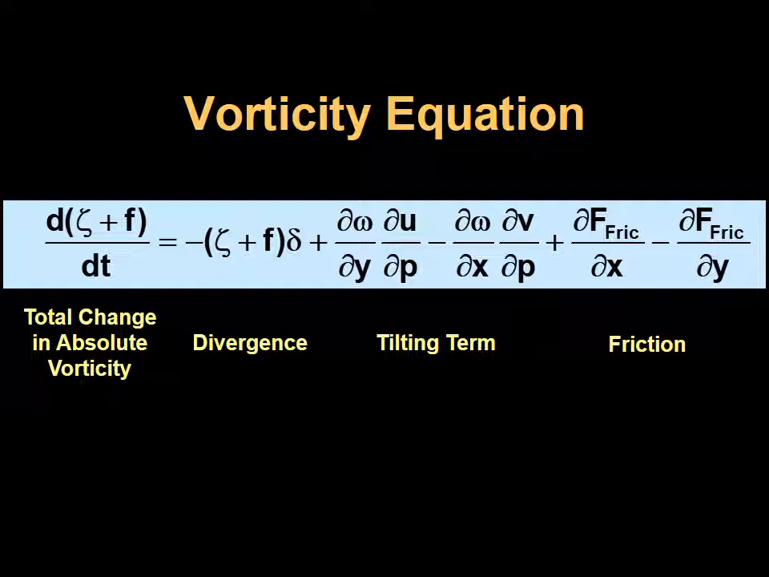So this is known as the vorticity equation. And the left-hand side, it's the derivative with respect to time of zeta plus f. You probably remember zeta plus f is, of course, the relative vorticity plus the Earth's vorticity, which gives you absolute vorticity. So on the left-hand side, you have the change in absolute vorticity with time. So there are three terms that can result in the change in vorticity with time. And that is divergence, tilting, or friction.